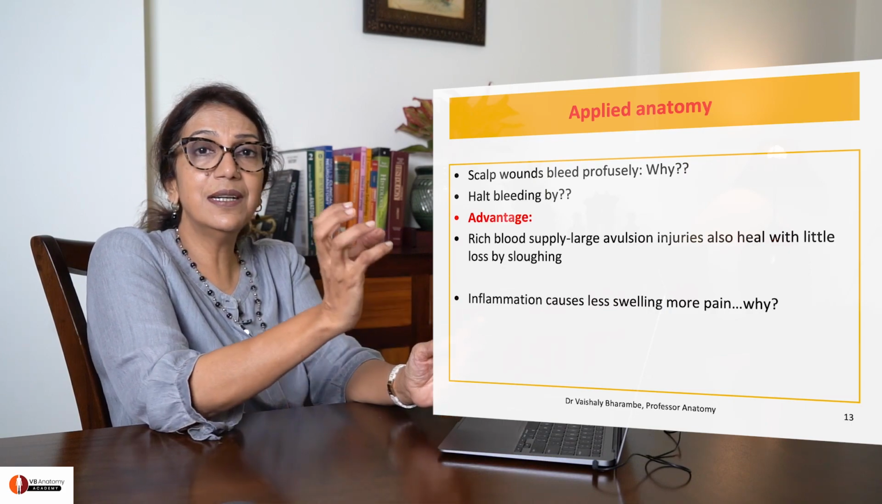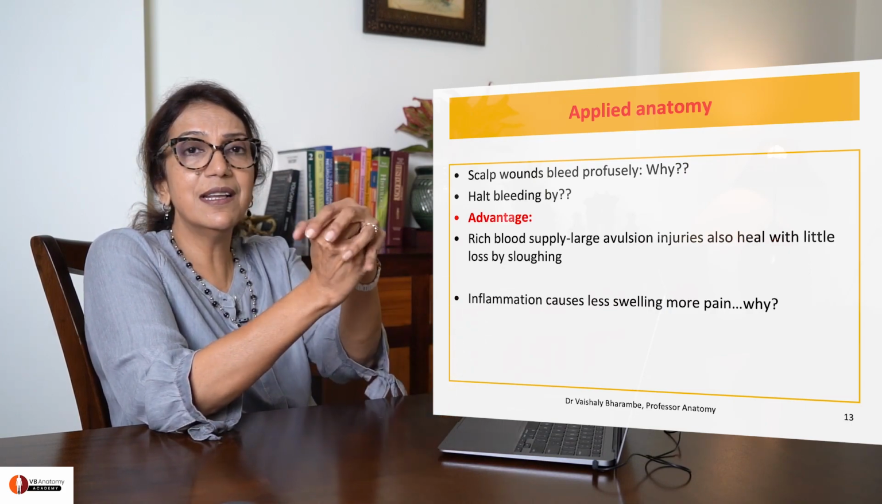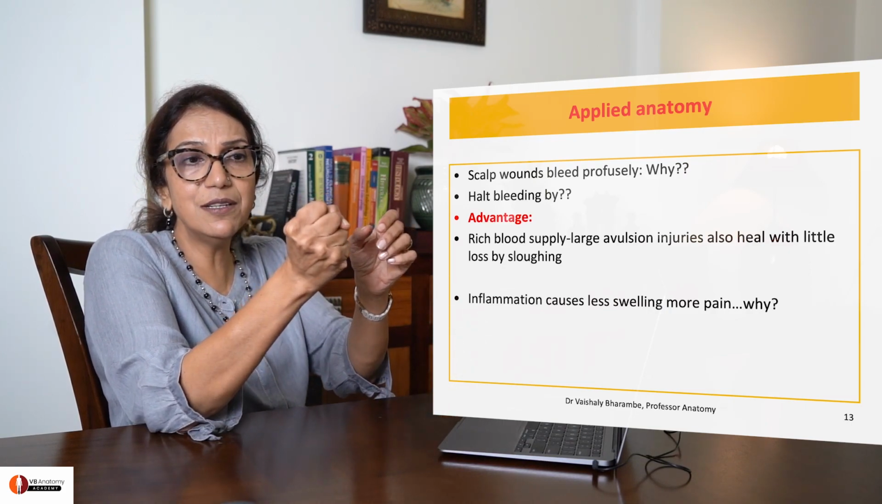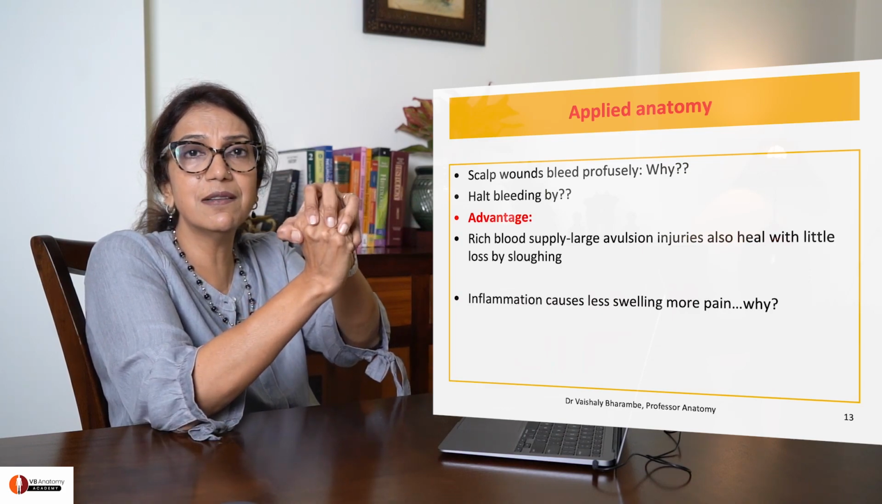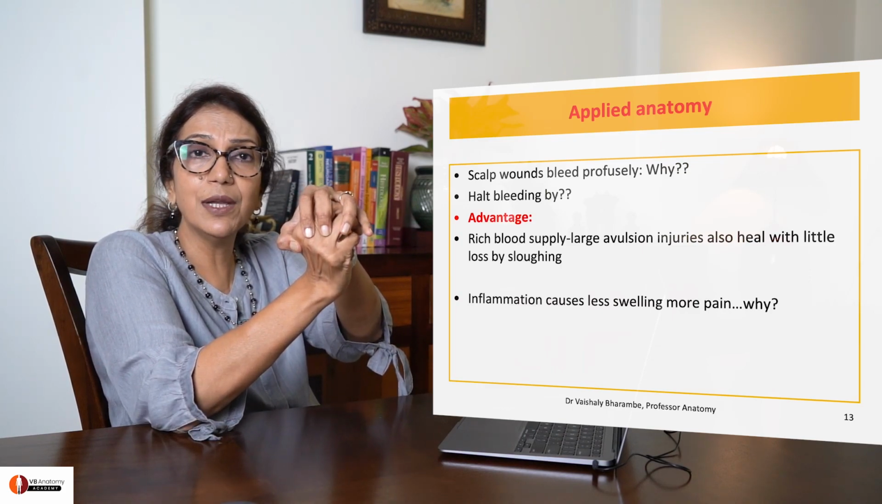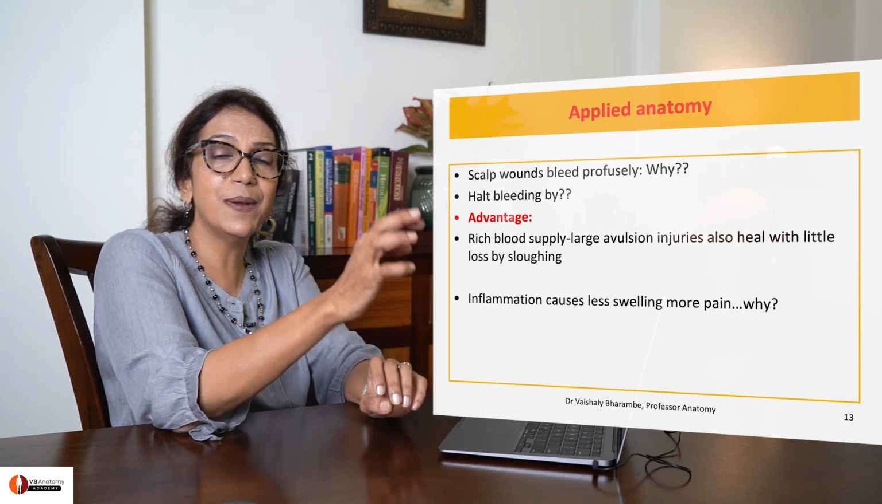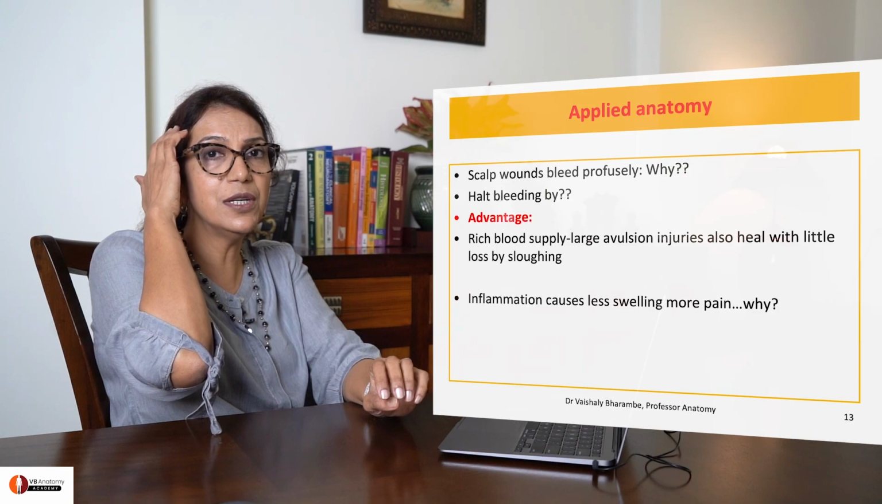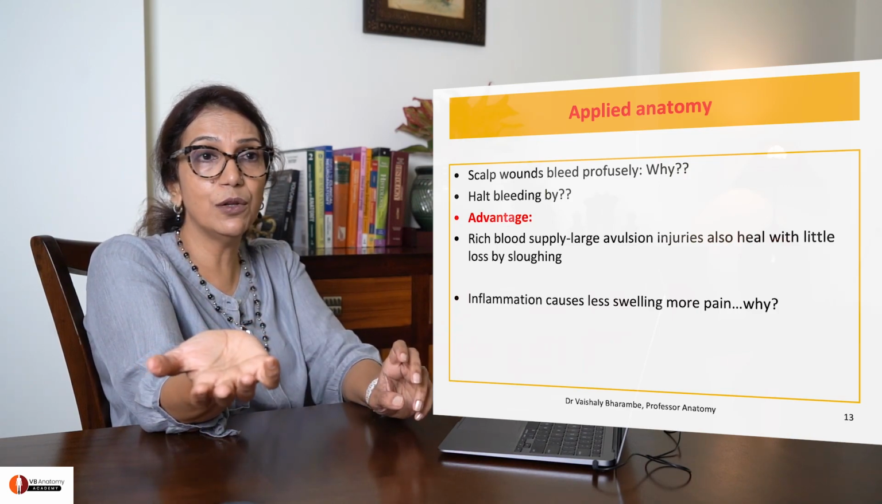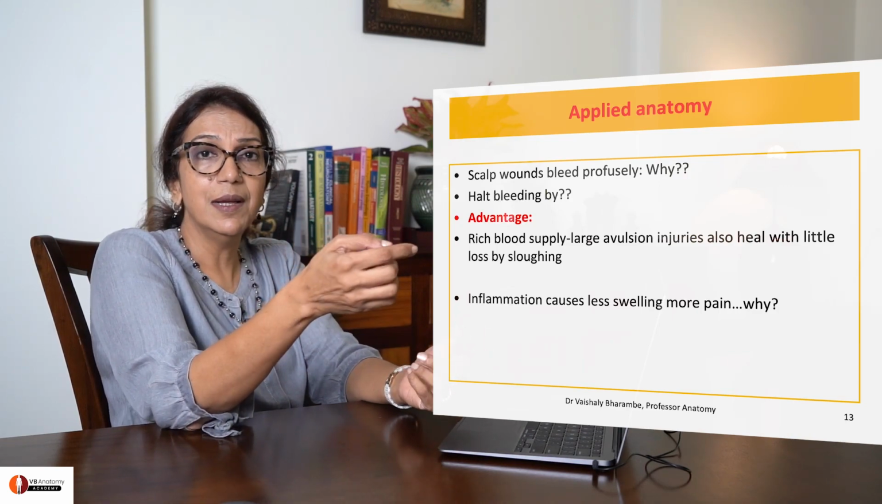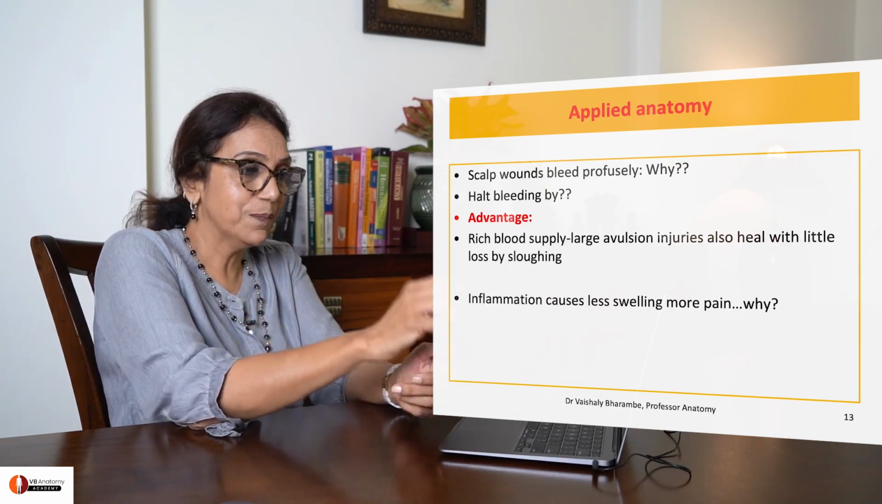That's because the connective tissue is dense. It doesn't allow for swelling. Imagine if I'm trying to open this fist and the surrounding tissue is not allowing it to open. So there will be pain, but there will be minimal swelling. So if there is inflammation in your scalp, swelling may not be there. So you feel there's nothing, but there is a lot of pain.